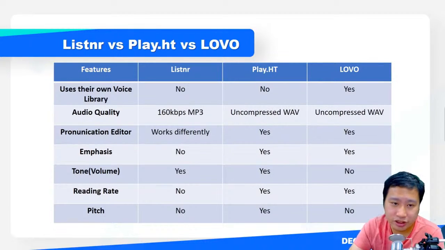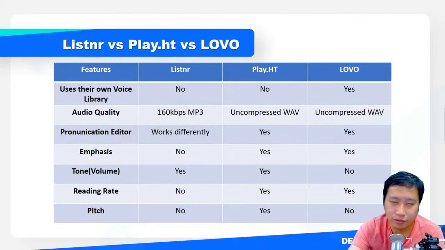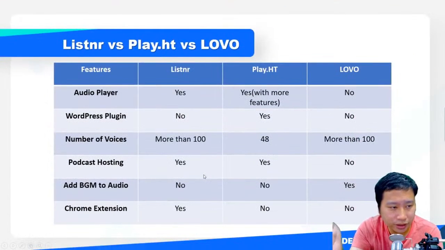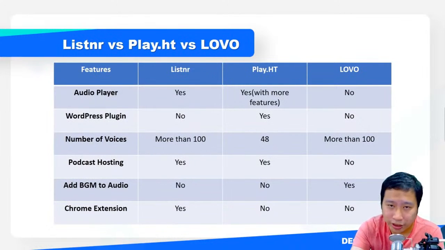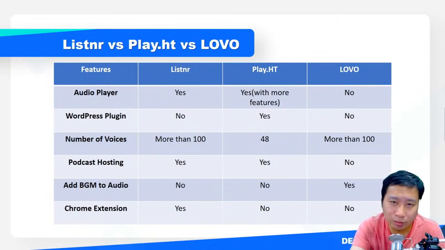Reading rate wise, only PlayHT and Lovo, you are able to read the entire text at a faster rate, or just select certain words or certain lines. Okay, and you have pitch, and that's only available in PlayHT, where you can edit the pitch of certain words that you want to be reading. On top of that, Listener and PlayHT have their own audio player. They give you an audio player where you can actually embed the audio player into a website that you want. So with Listener and PlayHT, you have that option, but with PlayHT, I'll say that their player is a lot more customizable, and I'll show you some of the additional features that they have in their audio player later on, as we dive into the tool itself.